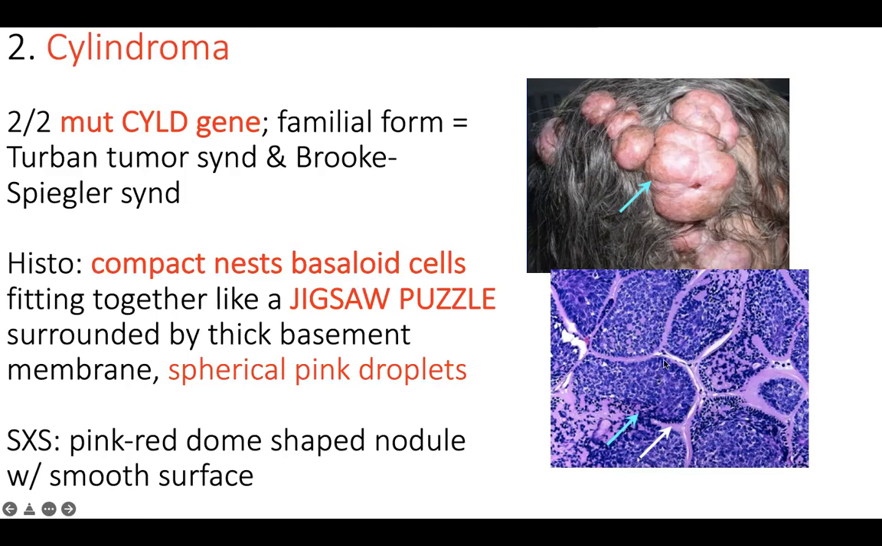So if you see this dark purple jigsaw puzzle nest, know that that's a cylindroma, and they have these little spherical pink droplets inside. Looking at it grossly, they are pink-red, dome-shaped nodules with a smooth surface.